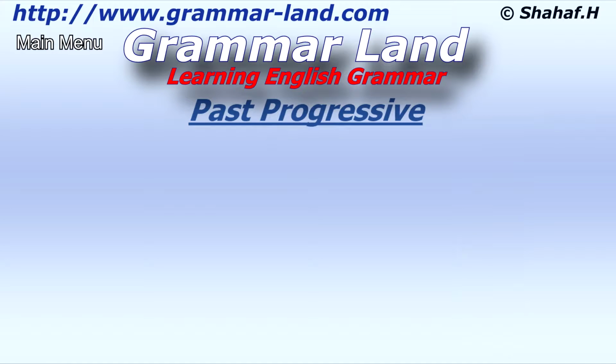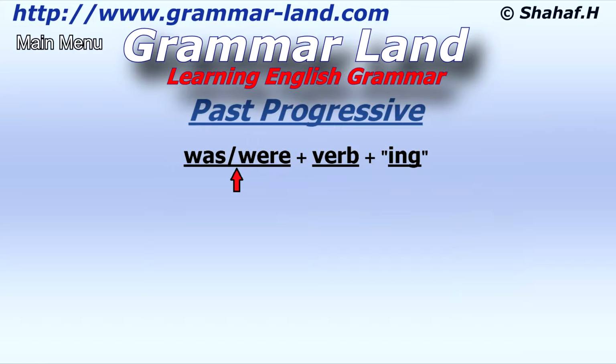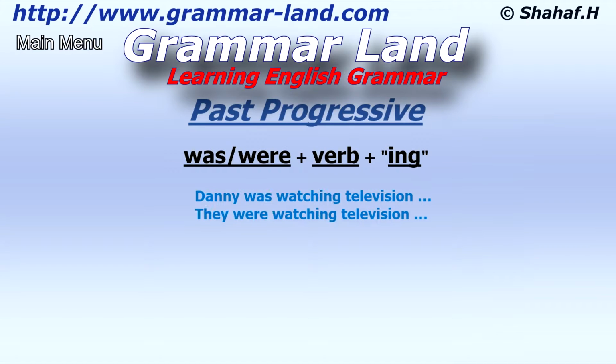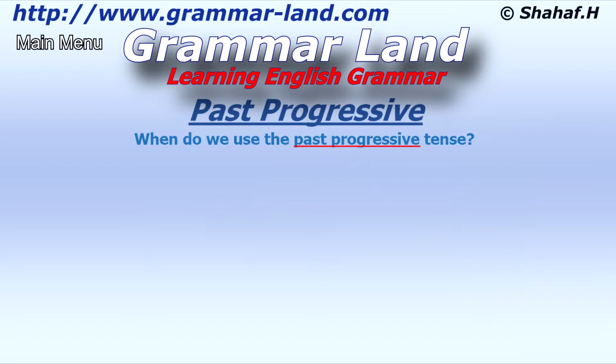In the past progressive, we place the words was or were before the verb and add an ing to it. Danny was watching TV. They were watching TV. The question is, when do we use the past progressive tense?